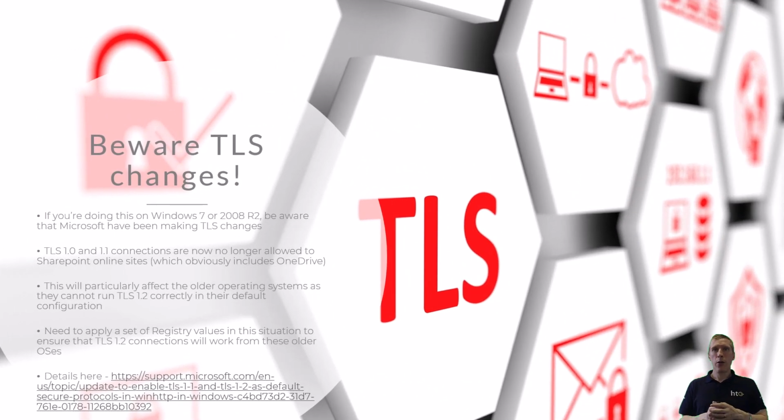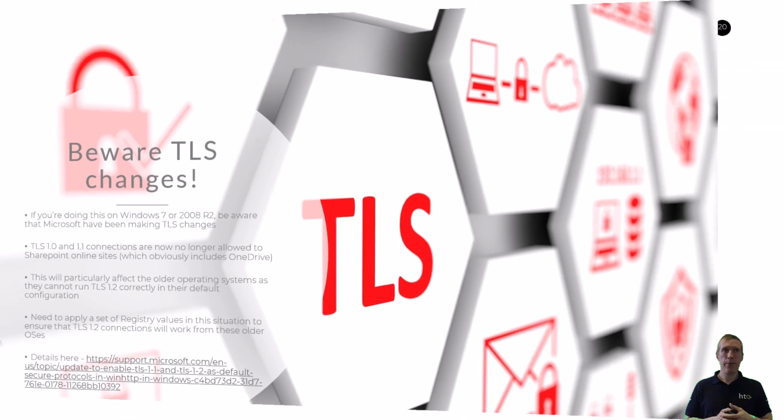Now, the only thing you have to do, if you're doing this on an older operating system like Windows 7 or 2008 R2, is this: Microsoft have made a lot of TLS changes. TLS 1.0 and 1.1 connections are no longer allowed to SharePoint Online, which includes OneDrive. So you need to apply a set of registry values in this situation. Again, more details, there's a link there. I'll put it in the description as well.